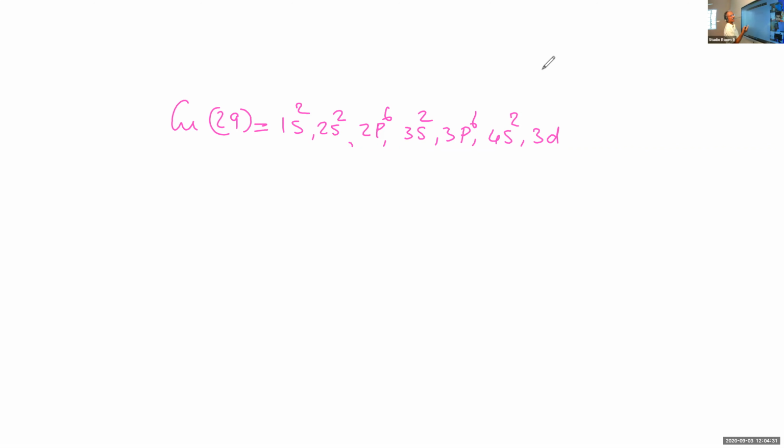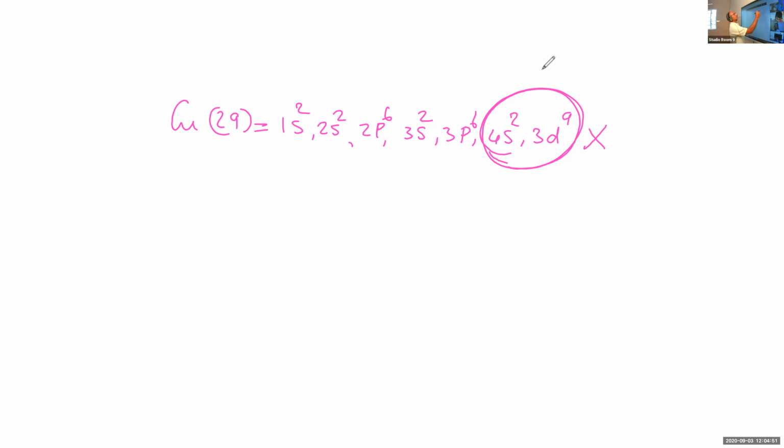How many electrons are there in the 3d level? 9. 3d9. And this is the configuration of copper if you are following the Aufbau principle strictly. But this is also a wrong configuration.